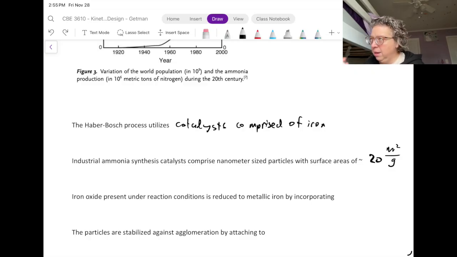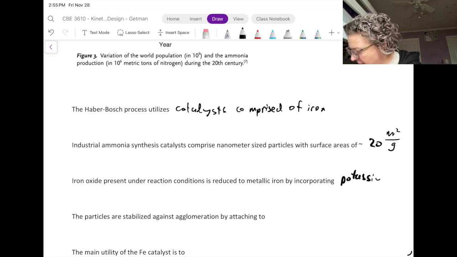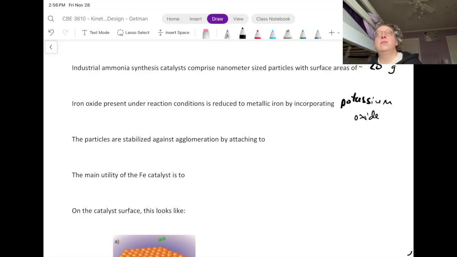But the iron oxide can be reduced to metallic iron by incorporating potassium oxide. So the working catalyst includes potassium oxide, and the potassium oxide doesn't participate necessarily in the bond breaking and forming, but it does maintain the metallic electronic state of the iron. So now we have these iron nanoparticles, and their metallic identity is being maintained by this potassium oxide.